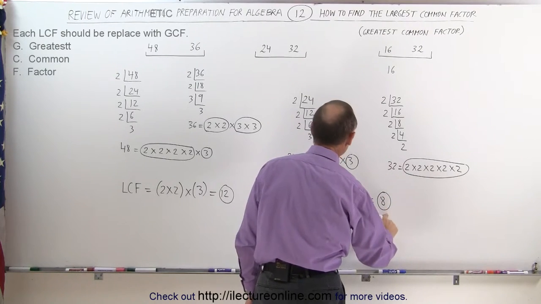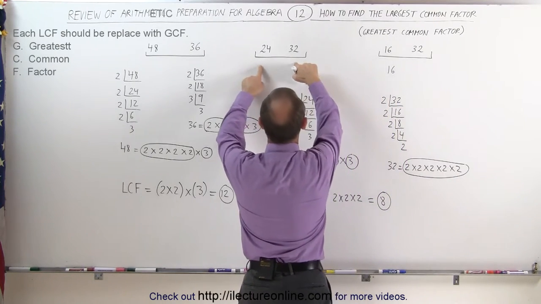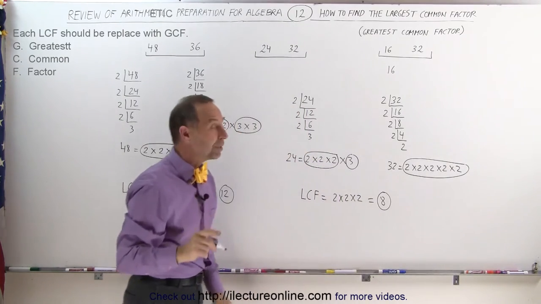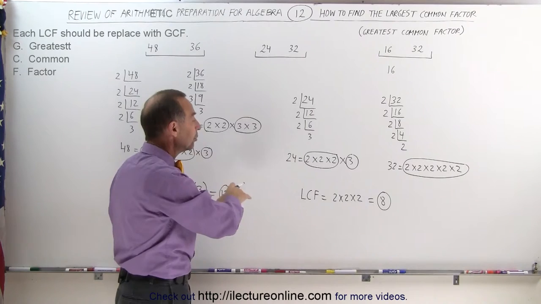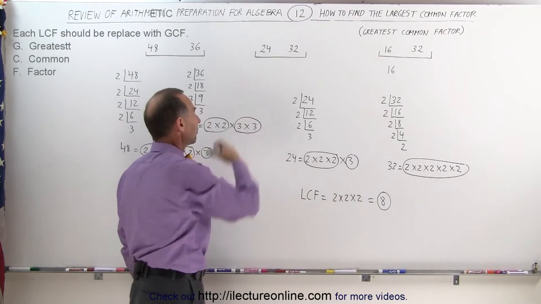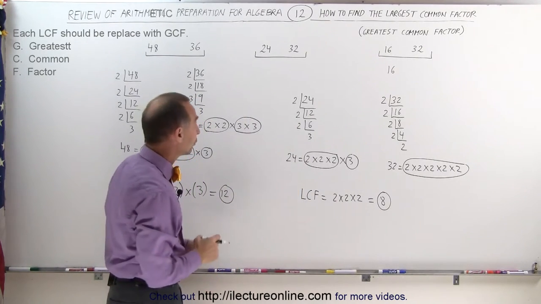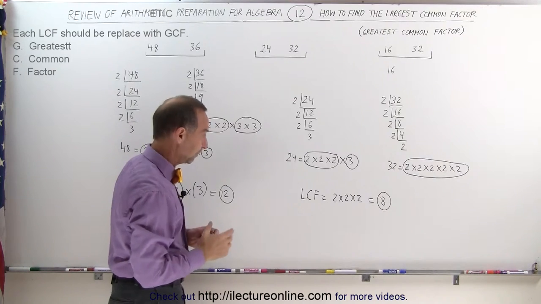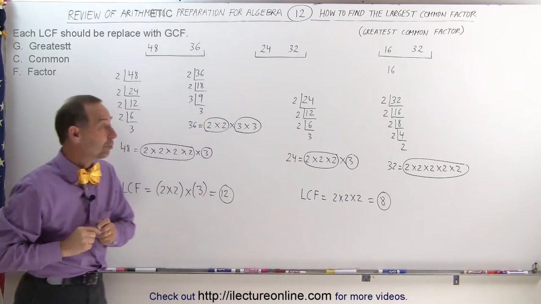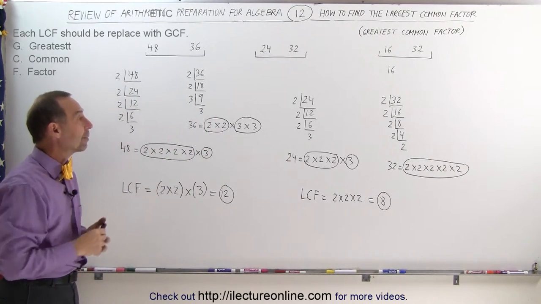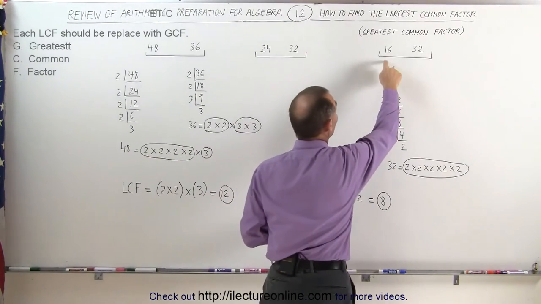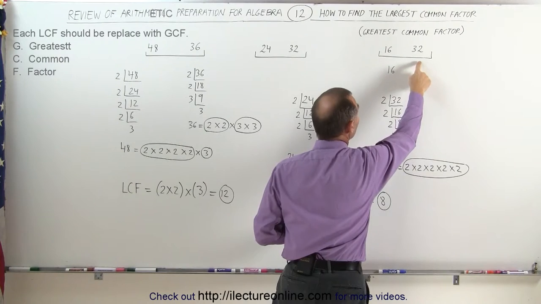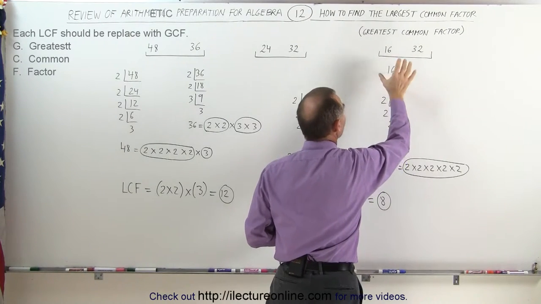8 is the largest common factor between these two numbers, which means they can both be divided by 8, which is the largest number that fits evenly into both of them. You grab any larger number, you will not find that they fit into both 24 and 32 at the same time. And that's the technique that we used to find the largest common factor. Remember, always check to see if the smallest number evenly fits in the largest number. If it does, you're done.